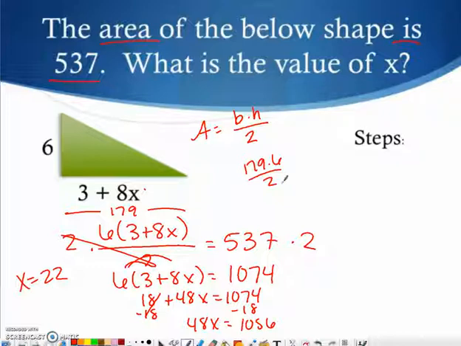Alright, so that's area and perimeter. The biggest mistake kids make is I'll say area and they'll give me the perimeter, or I'll say perimeter and they give me the area. So just be careful there. But other than that, that's it. And if you have any questions, please just let me know.